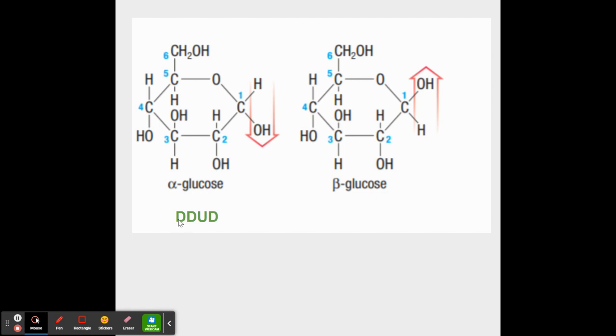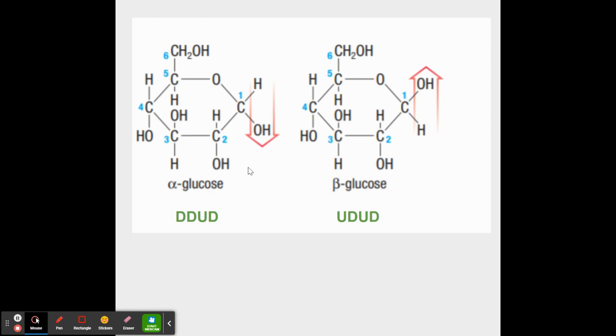For alpha glucose, you're going to follow a down, down, up, down principle for your hydroxides. So down, down, up, down. For beta glucose, it's going to be up, down, up, down. You will need to be able to draw both of these. So make sure that you know down, down, up, down is alpha glucose, up, down, up, down is beta glucose.